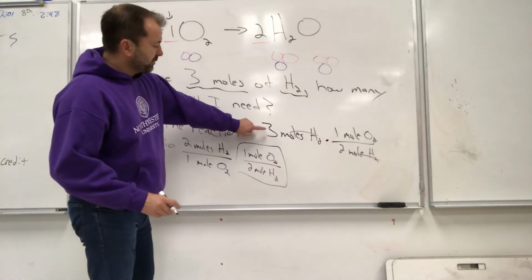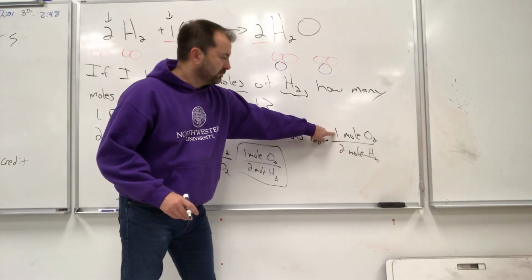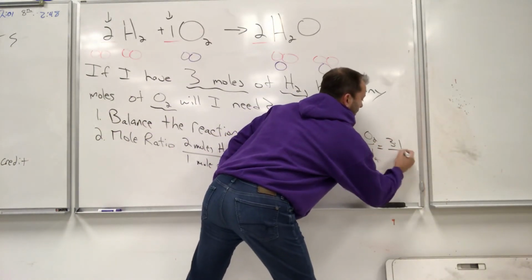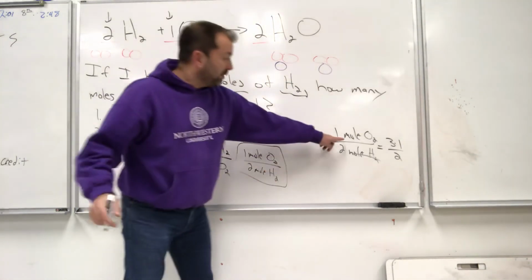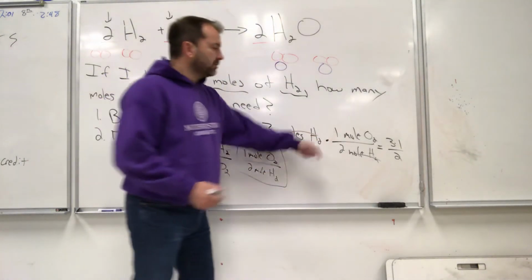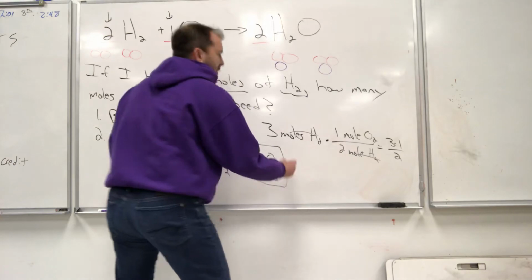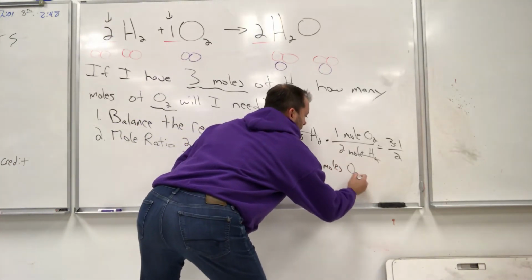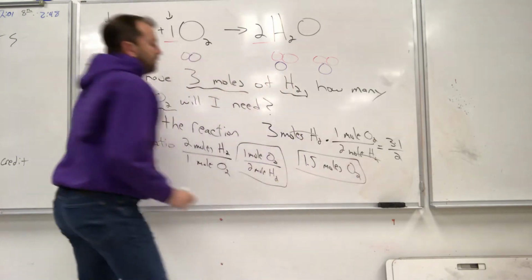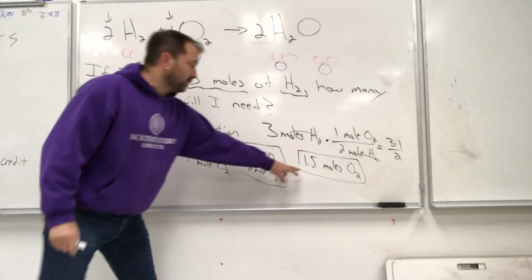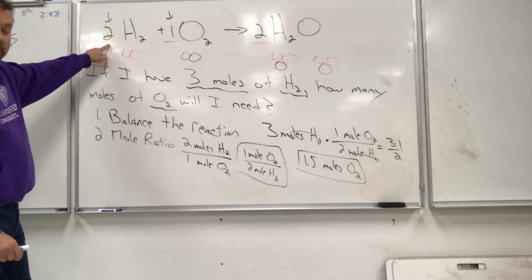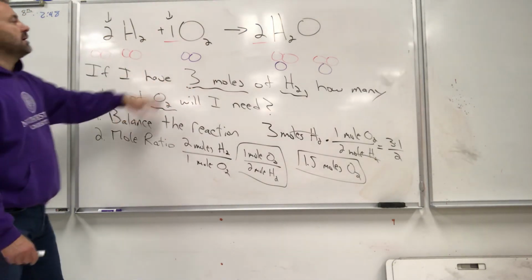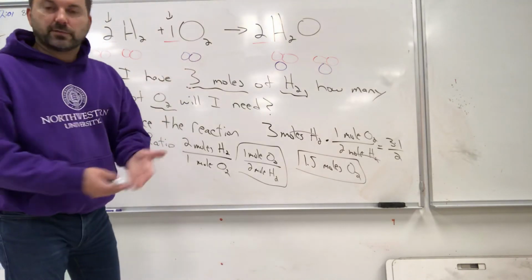I can cross multiply 3 times 1 divided by 2, which is 3 times 1 over 2. And then the unit that's left is moles of oxygen. So 3 over 2 is 1.5. Right? And this answer should make sense to you. I need twice as much hydrogen as oxygen. So if I have 3 hydrogens, I need 1.5 oxygens because that's half as much.